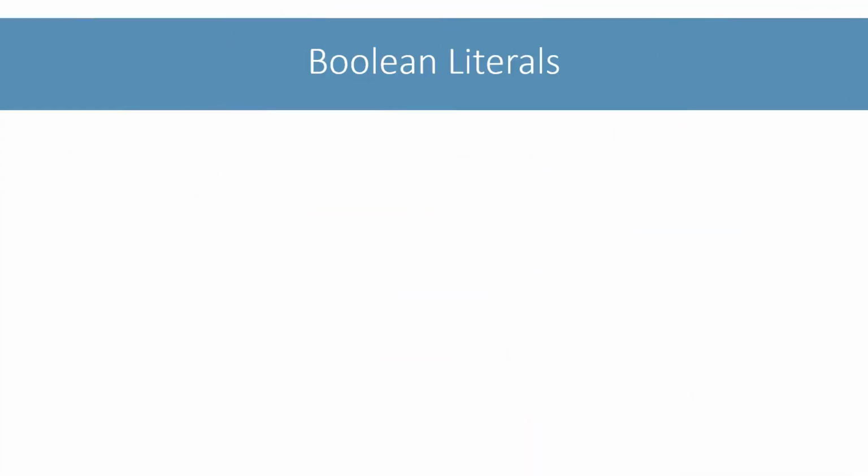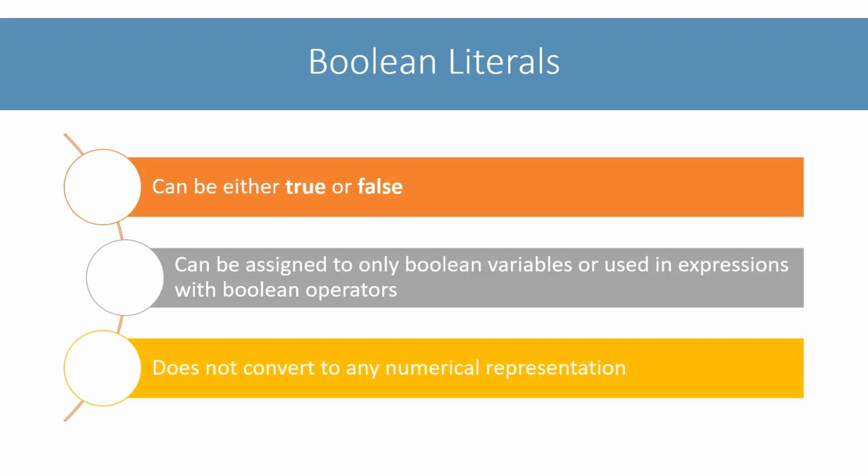Boolean literals are straightforward. A Boolean literal can take only one of the two Boolean values represented by the words true or false. Boolean literals can only be assigned to variables declared as Boolean or used in expressions with Boolean operators. For those of you coming from a C++ background, please note that in Java, the Boolean literals true and false do not convert to any numerical representation. This is different from C++. In Java, false is not equal to 0 and true does not have any numeric value other than 1. They are purely Boolean literals true and false.